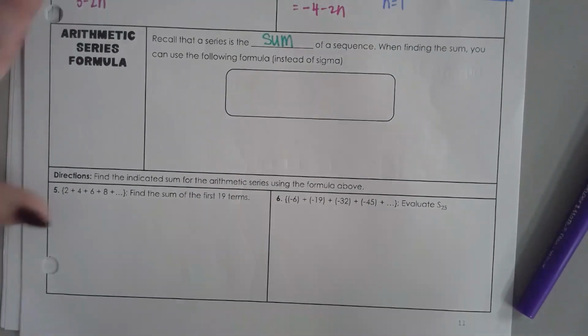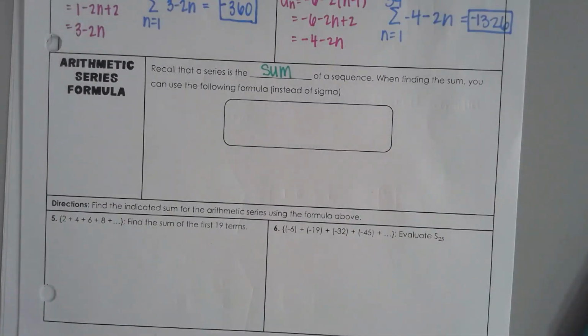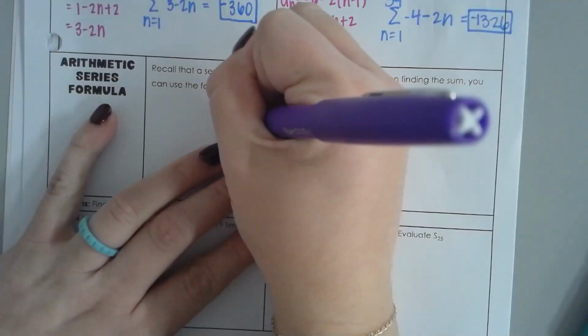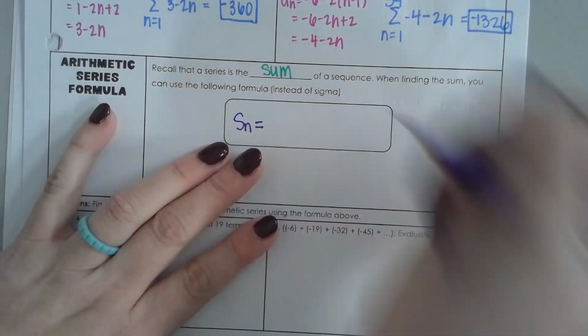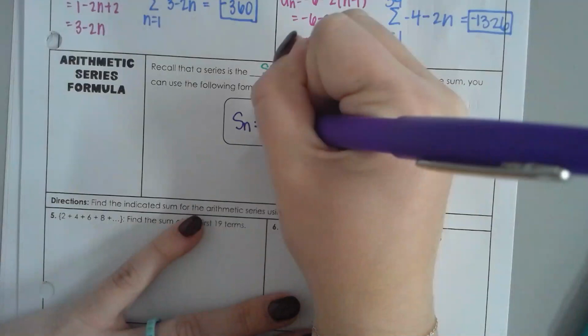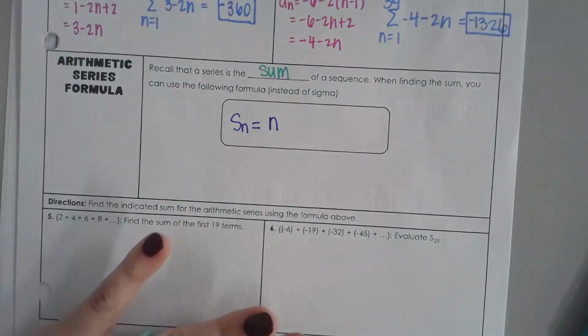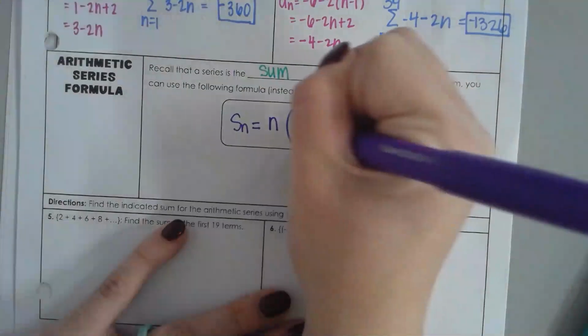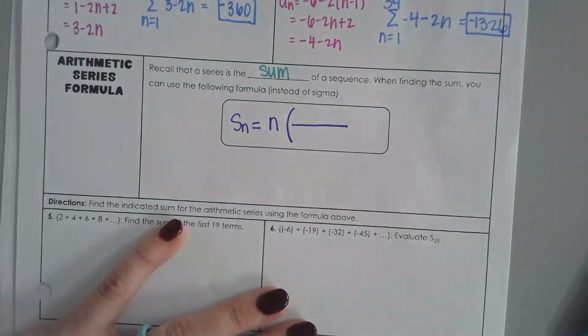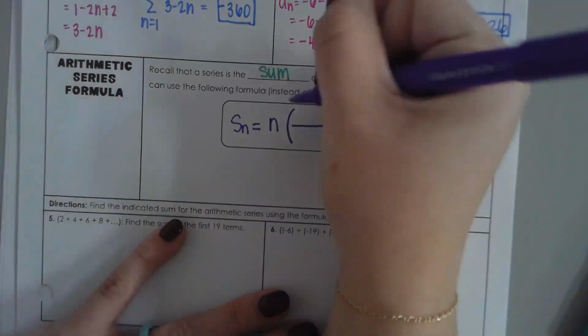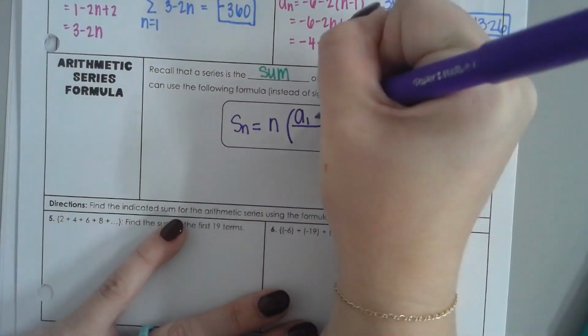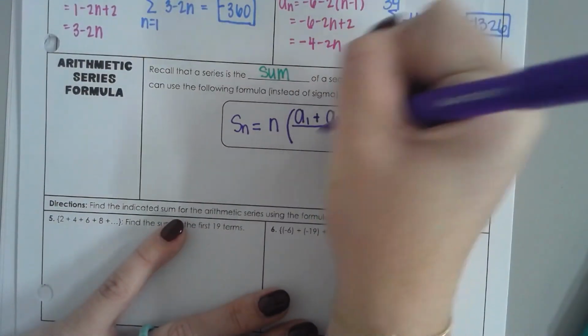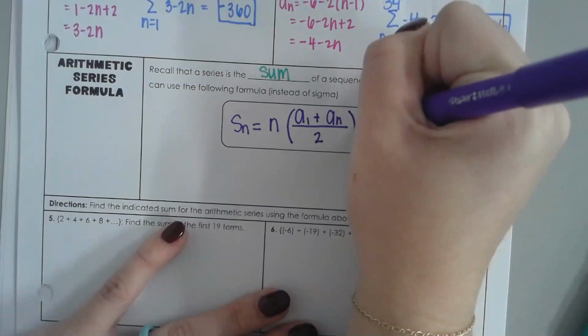So here is that formula. It's Sn equals n times a fraction, a1 plus an over 2.